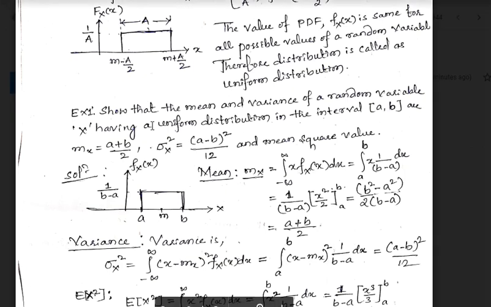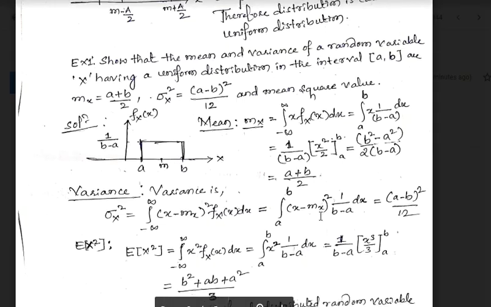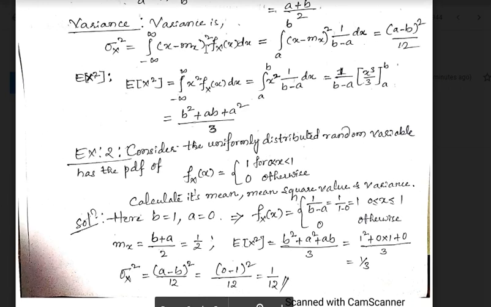And we already know such an example. Show that the mean and variance of a random variable x having the uniform distribution over the interval a to b are mx equal to (a plus b) by 2 and sigma x square equal to (b minus a) whole square divided by 12. The mean mx is the integral of x fx of x, and when we do the integration we get (a plus b) by 2. This has already been done. And the variance is the integral of (x minus mx) square fx of x dx. When we do this integration, we get (b minus a) whole square divided by 12.